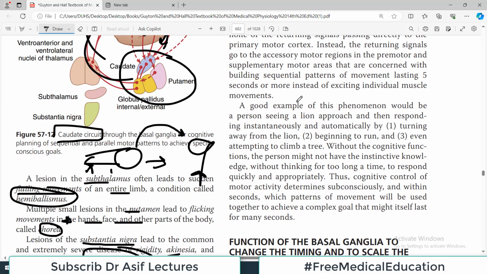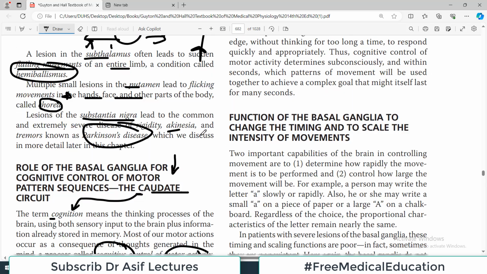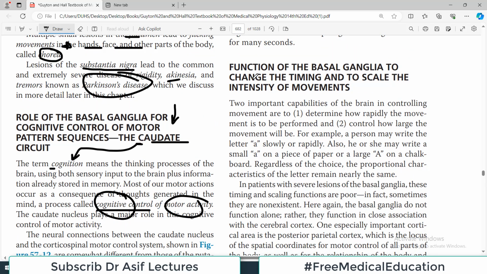Okay, here they have also given the example of the lion: if the lion approaches you, you have to turn, you have to run or climb a tree, you have to decide. So thinking is associated with movement, and that sort of thing is the job of this particular caudate circuit of the basal ganglia. Okay, now the function of the basal ganglia is to change the timing and to scale the intensity.